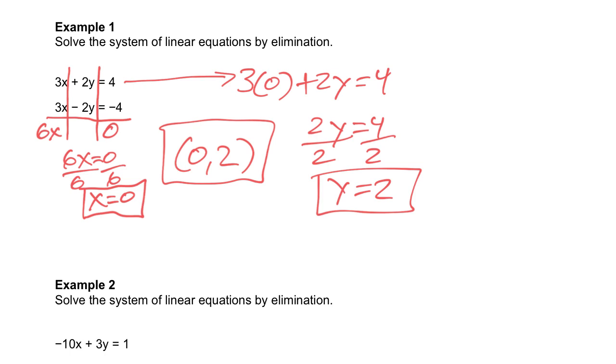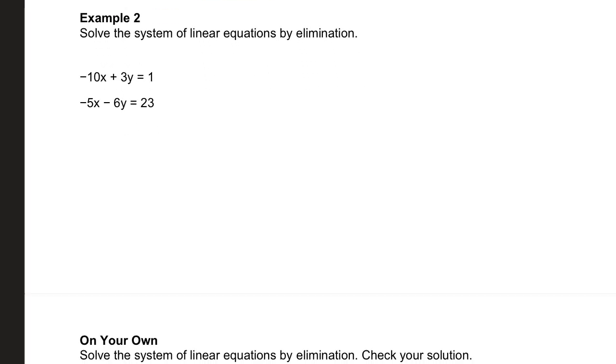Now, what you'd want to do on a quiz or a test is go back and check and make sure that that actually works, okay? All right, so let's go ahead and look at example number 2. When you look at example number 2, you can see that my x's are already lined up, my y's are lined up, but there's no opposites. So I like to look at the smallest numbers first. Can you turn a -5 into the opposite of -10?